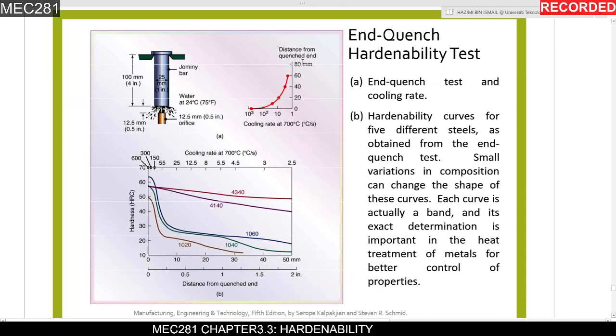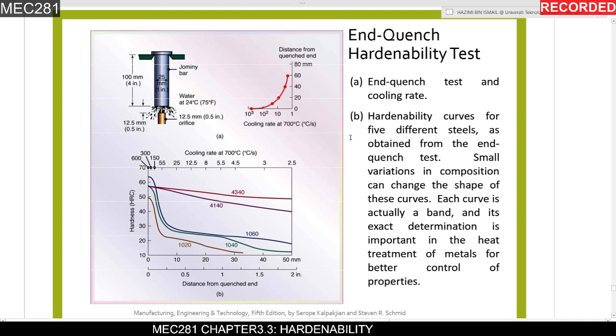The other example, this one is the hardenability curve for 5 types of steel. So what is the importance of this hardenability curve? It is very important for the engineers to control the properties or to design the properties that they want.